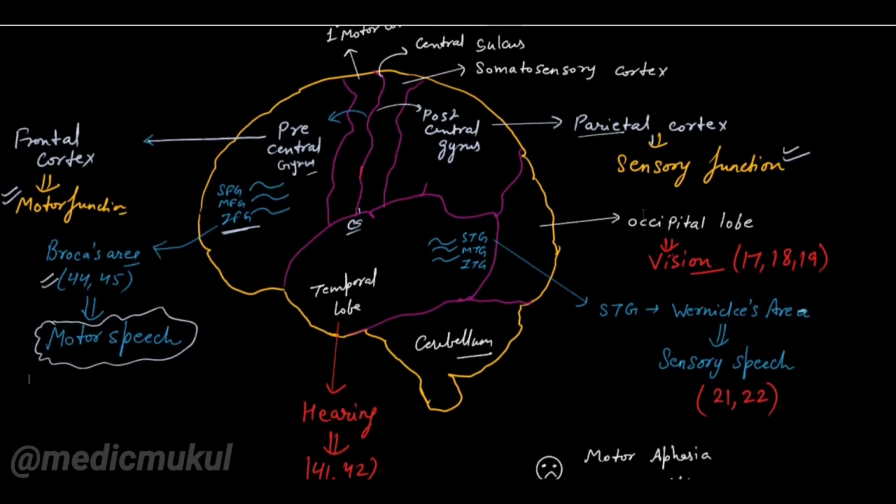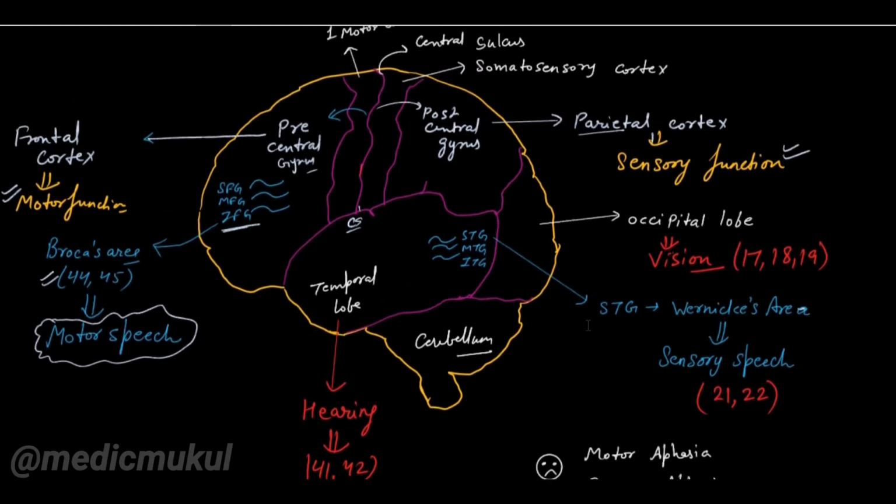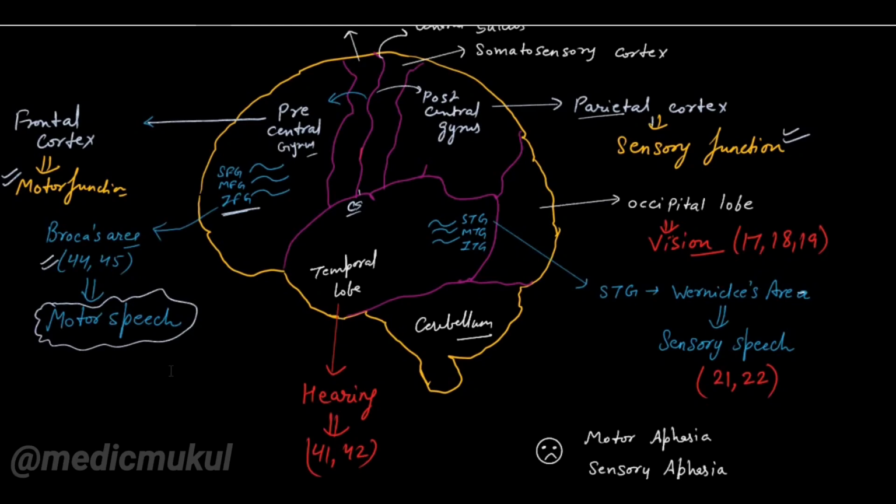Then the postcentral gyrus is in the parietal cortex, sensory function. Then which Brodmann's area is responsible for sensory speech? So remember the temporal lobe. In the temporal lobe, again there are three gyri: superior temporal, middle temporal, and inferior temporal gyrus. The superior temporal gyrus contains Wernicke's area, 21, 22, responsible for sensory speech.